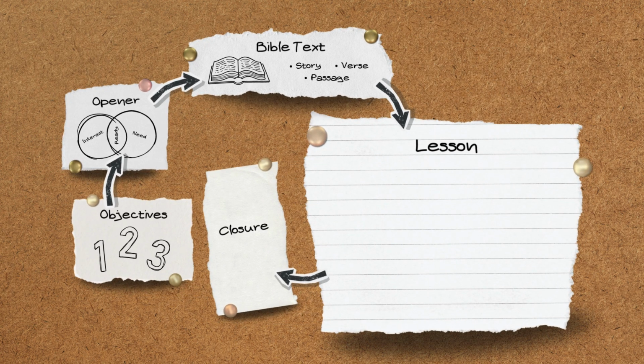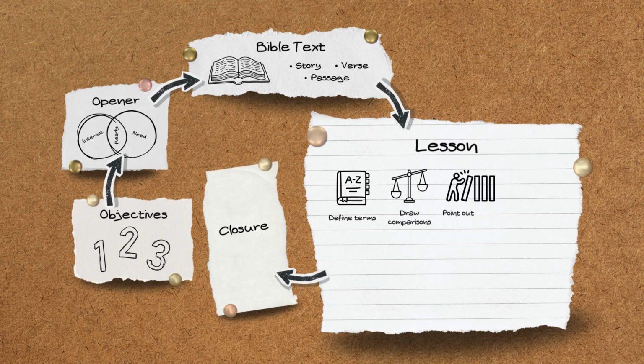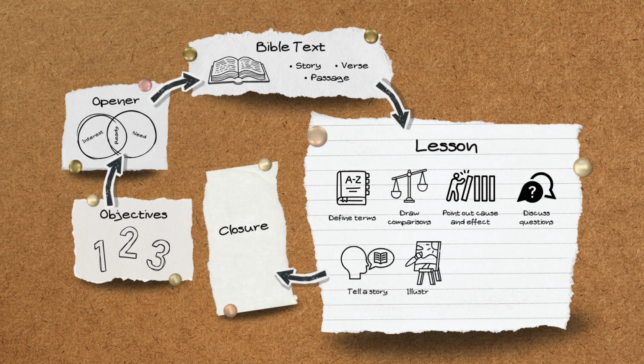The majority of the time might be spent in the lesson. This is where we convey the lesson content. We teach towards the objectives by employing various strategies. Such strategies might include defining terms, drawing comparisons, pointing out cause and effect relationships, questions, telling a story, illustrations, activities, or role-playing.